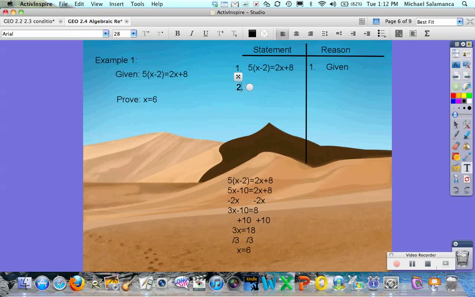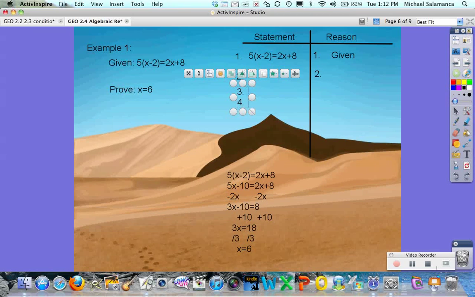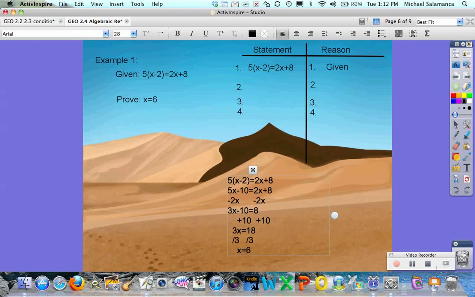We're going to number our statements, number our reasons. I think we might have 3 or 4. So let's just label those now. So, the first thing that we did is we distributed. So notice I'm going to highlight after we distributed and copy that in. That property was the distributive property.